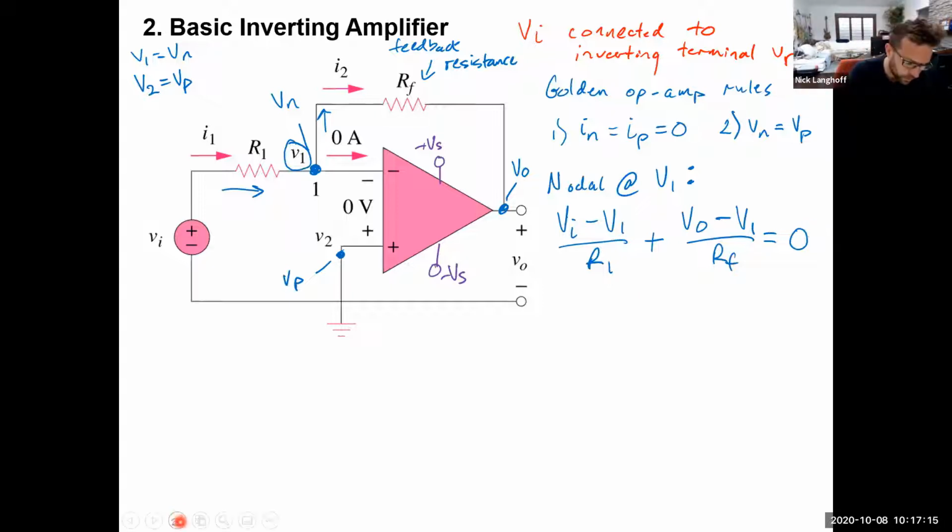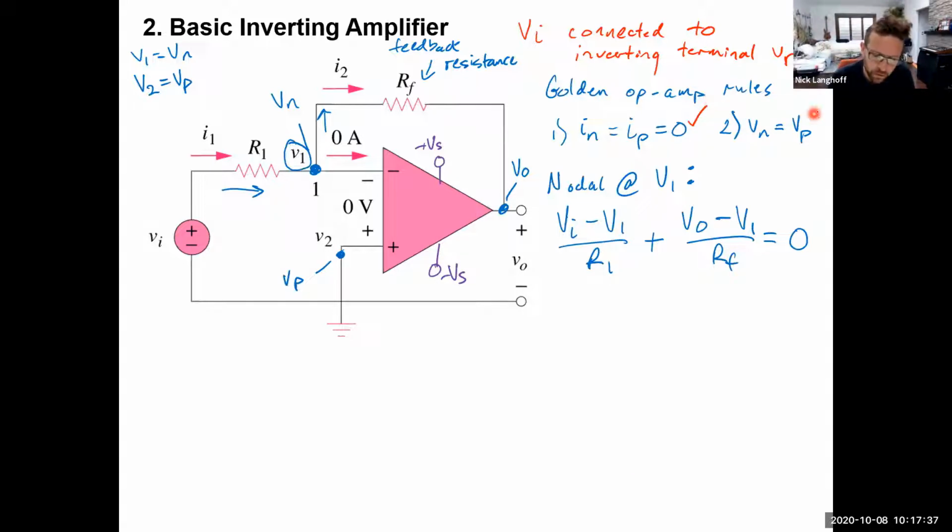Now, we've just invoked op amp golden rule number 1. We said the currents in and out of those pins are 0. So it made setting up a nodal analysis equation at V1 really simple.